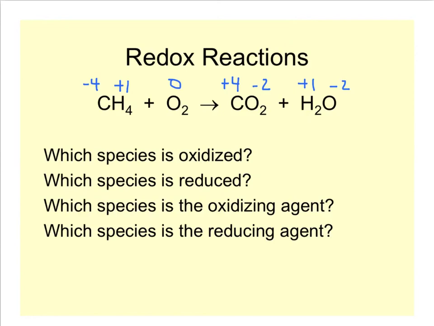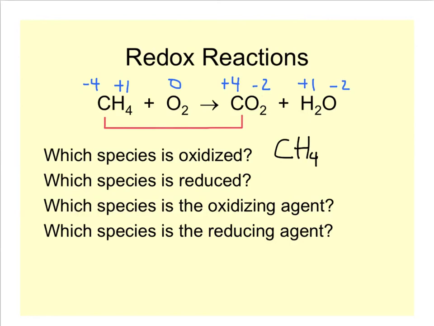So now, which species is oxidized? Well, take a look here. The carbon goes from -4 to +4, okay? So it looks like it is losing electron density. So the species that's being oxidized is the methane. Specifically, it's the carbon of methane that ultimately is oxidized, but it's easy enough to say in this reaction that methane is oxidized.